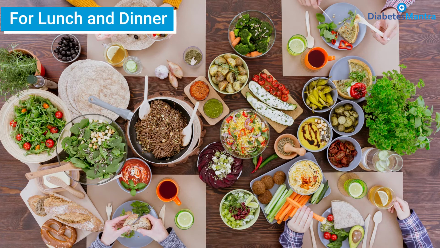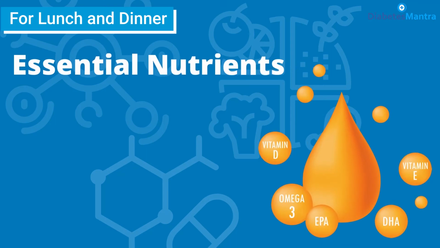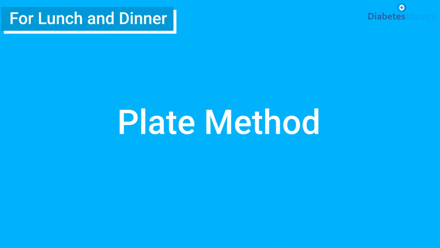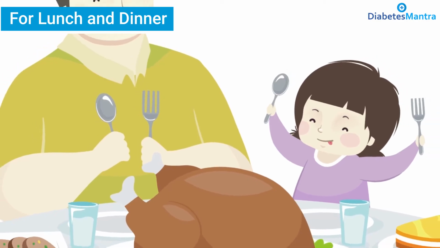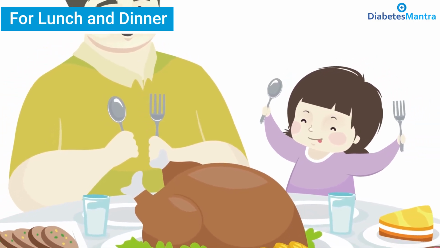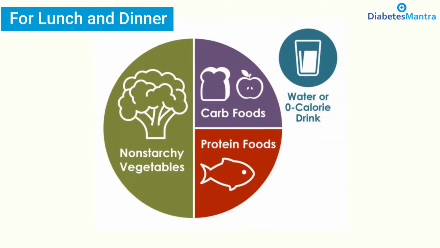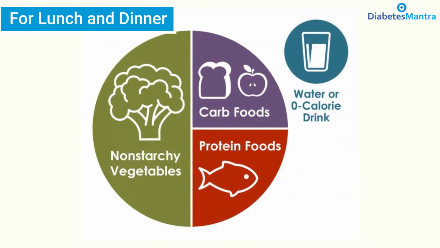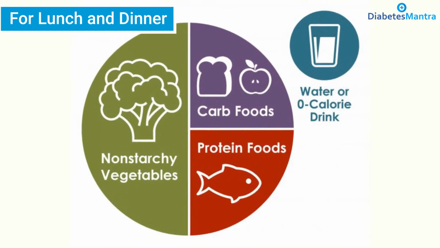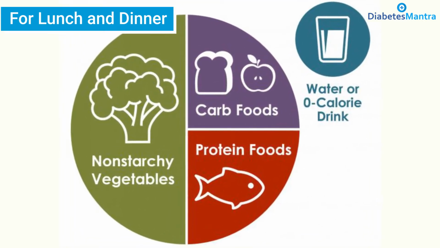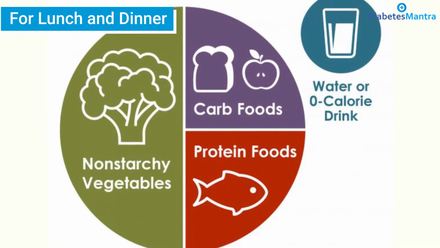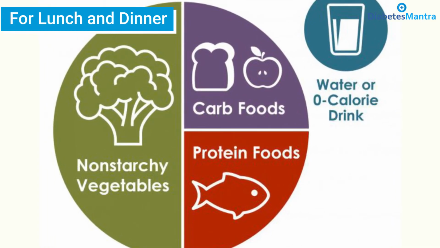For lunch and dinner, you have to be really careful with what and how much you eat to ensure you include all the essential nutrients. You can follow the plate method. It's easy to eat more food than you need without realizing it. The plate method is a simple, visual way to make sure you get enough non-starchy vegetables and lean protein while limiting the amount of higher carb food you eat that have the highest impact on your blood sugar.